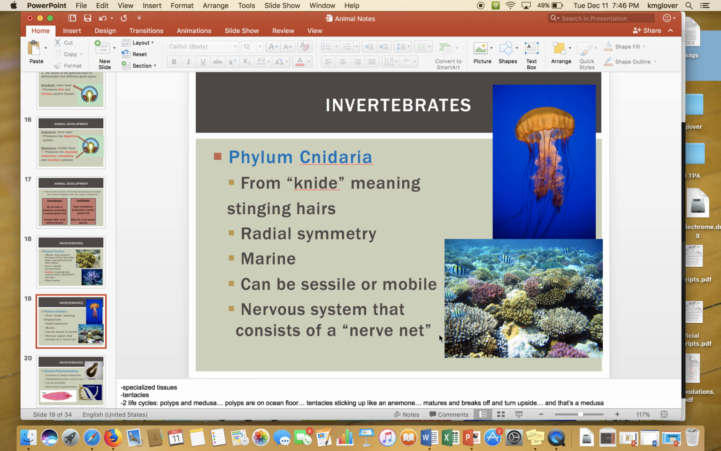But that's all for cnidarians. They have tentacles, things like that. They also exhibit radial symmetry, so if you look at your jellyfish, you could cut him along different planes and he would still be the same.